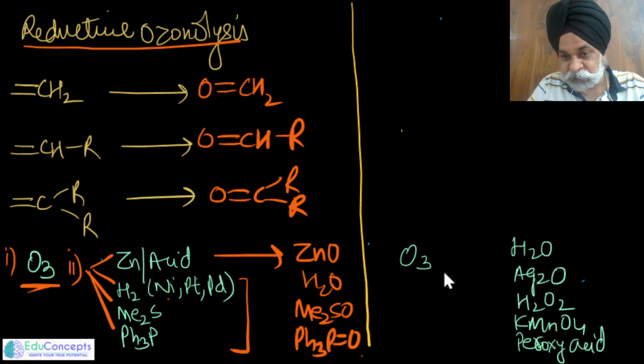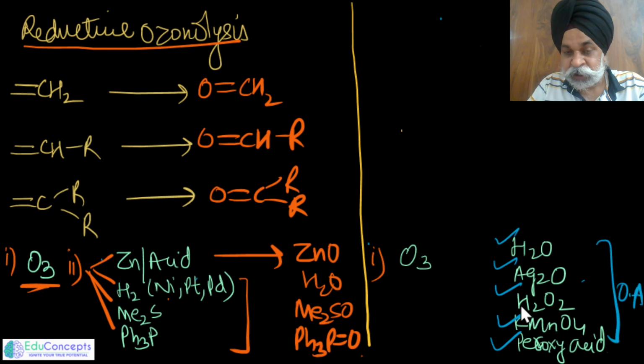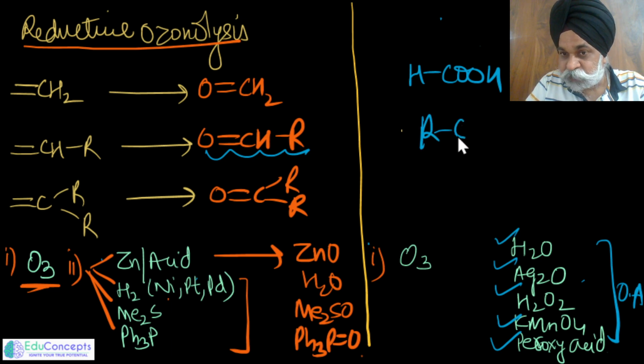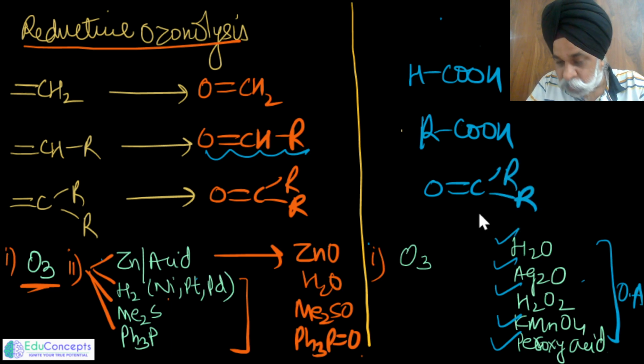But in the case of oxidative ozonolysis, in the first step you add the ozone. In the second step you would not add the zinc. In fact, you add some oxidizing agent. Any of these oxidizing agents is added. What is the tip to remember? Wherever you have a double bond CH2, or wherever you received an aldehyde in the reductive ozonolysis, that will change into acid. If it is formaldehyde, it will become formic acid. If it is some aldehyde, it will change into the corresponding carboxylic acid. But ketone would remain as such. Ketone would not be oxidized during the oxidative ozonolysis.